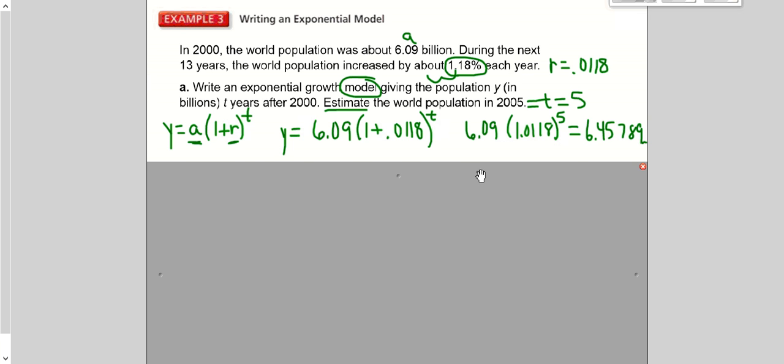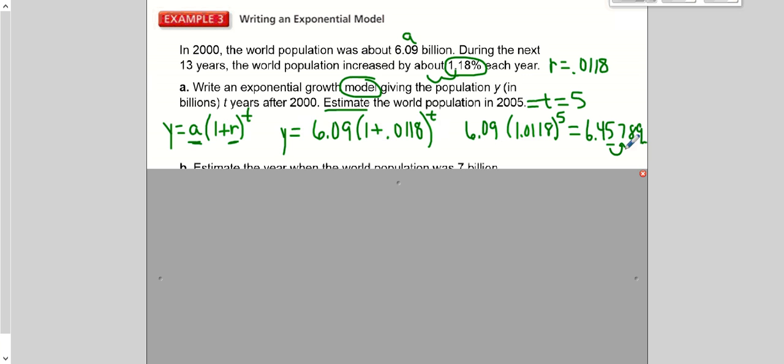Okay, here's the decimal my calculator gave me: 6.45789. If I round that to 2 decimal places, and I'm choosing 2 decimal places because the number we started with had 2 decimal places, this had 2 decimal places, so we're going to stay consistent with the information they gave us. So it'd be 6.46, don't forget to label it, 6.46 billion. All right, so that would be the estimate for our world population in 2005.